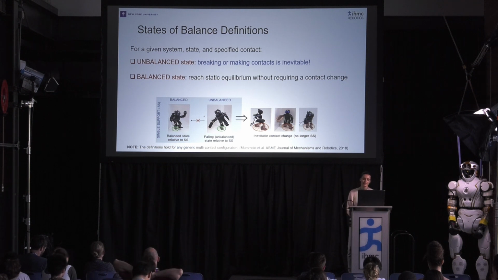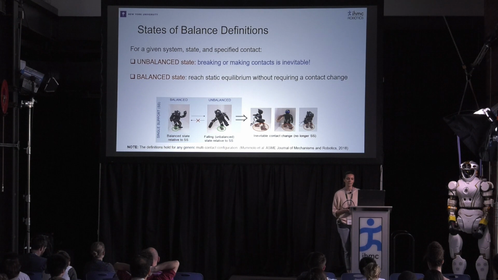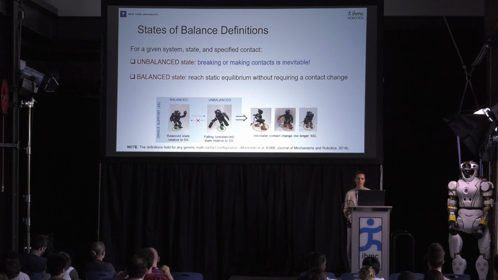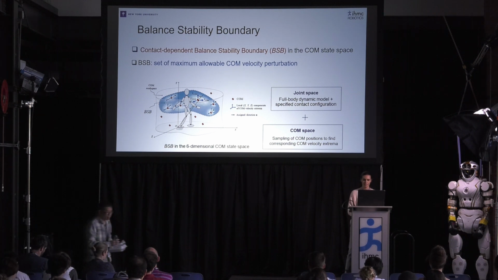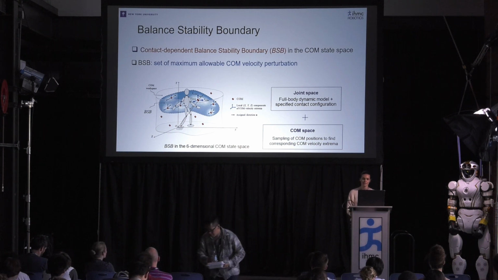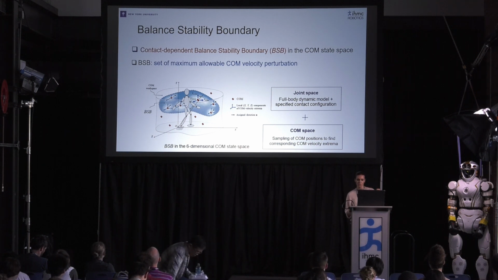On the other hand, a system in a balanced state maintains the capability of reaching static equilibrium without requiring a contact change. The entire set of balanced states for a given system is, of course, contact dependent. It is identified by a balanced stability boundary in the center of mass state space. This boundary is constructed by sampling the COM position within its workspace, and for each position we evaluate the maximum allowable COM velocity perturbation such that the system maintains balance without changing contacts.